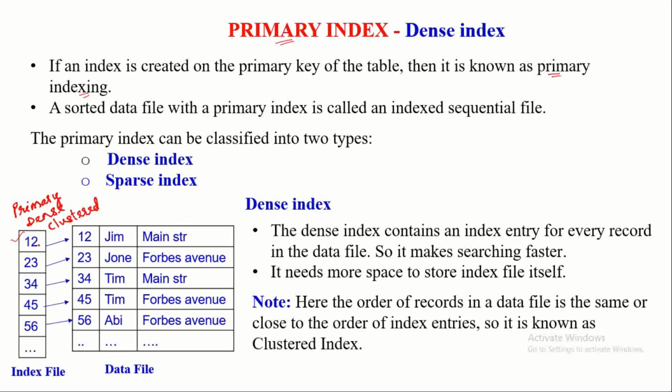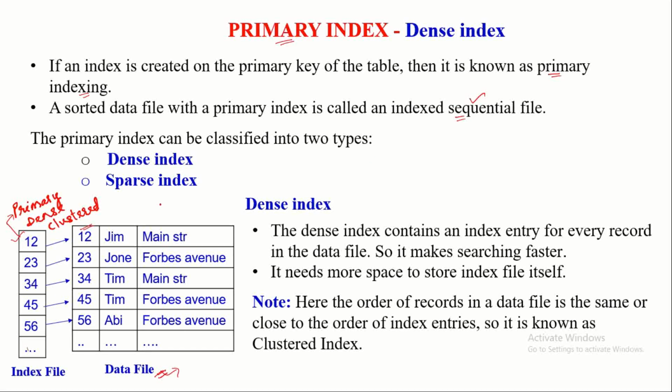If you look at this example, this is the table stored in a data file. In this, the first field is the primary key field, and the entries in the index file are created based on the primary key field of the table. That's why this index file is known as a primary index. And if the data file is sorted with the primary index, then this data file is also known as an indexed sequential file.